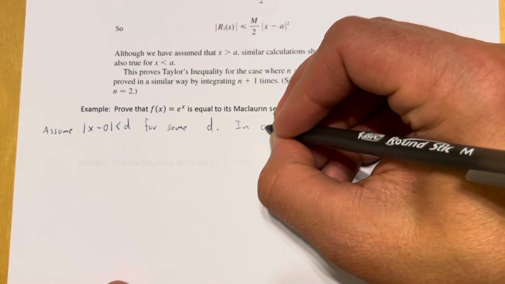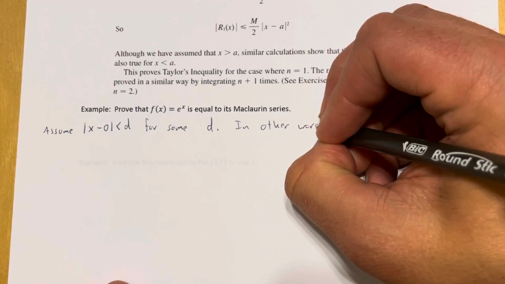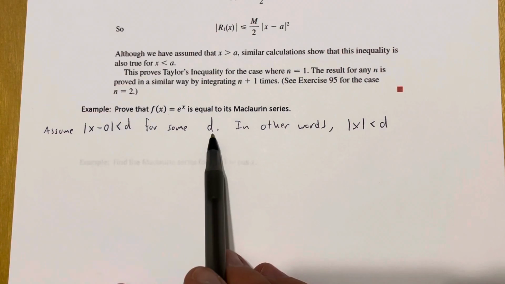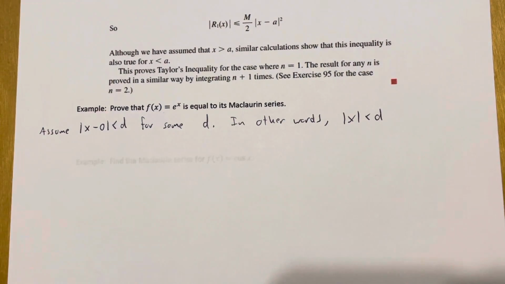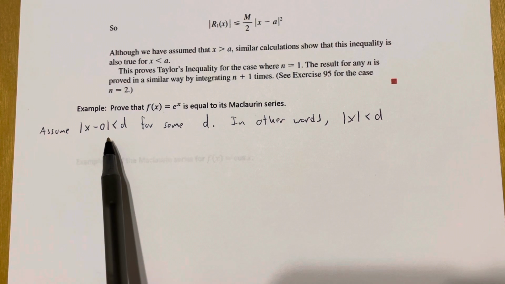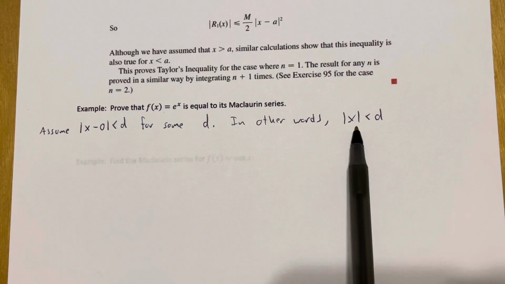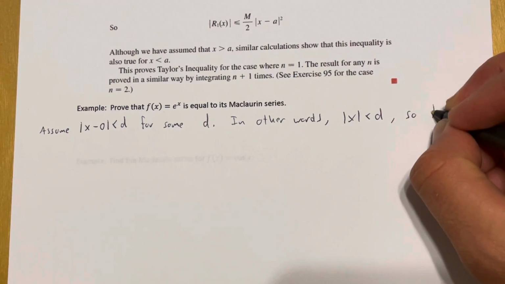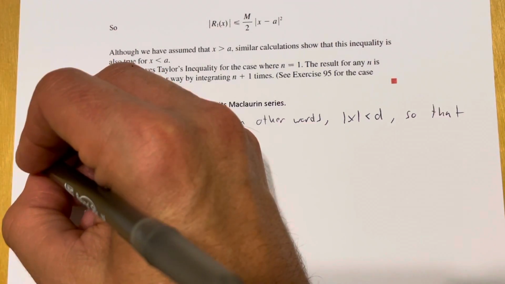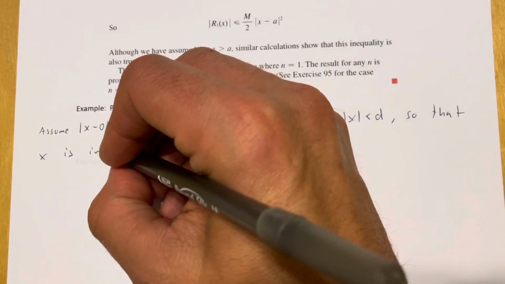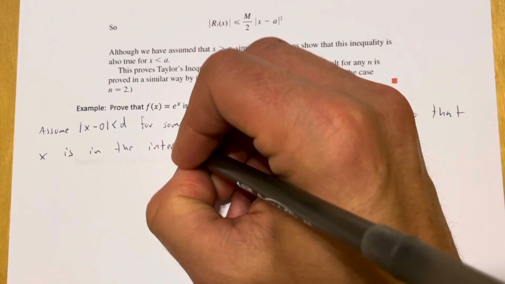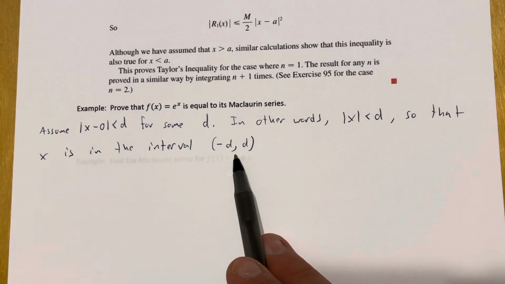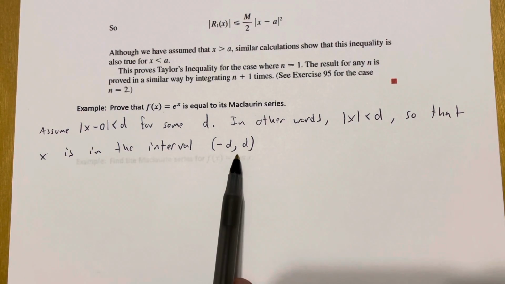In other words, the absolute value of x is less than d. So I'm letting d be any real number, but I have to say that d is some real number to be able to use an inequality here. We're going to assume that the absolute value of x is less than d, so that x is in the interval negative d to d. Remember, that interval is what this inequality represents, okay?